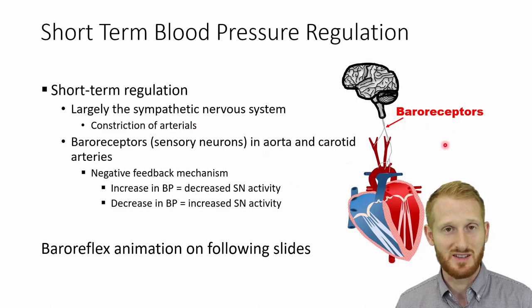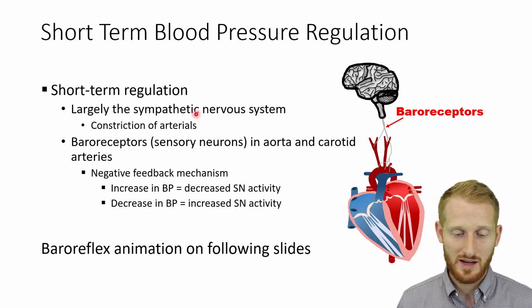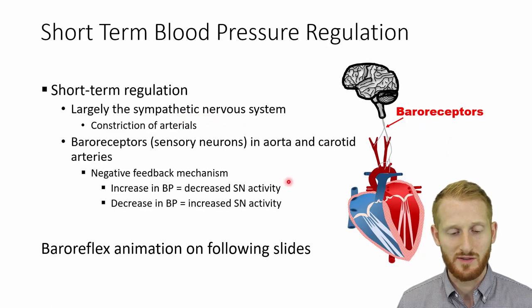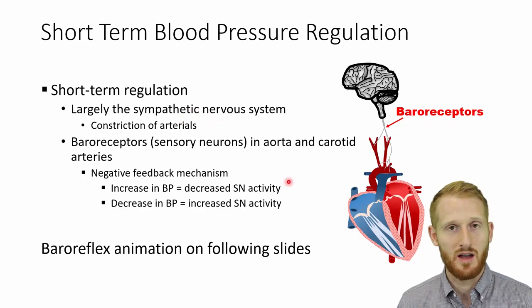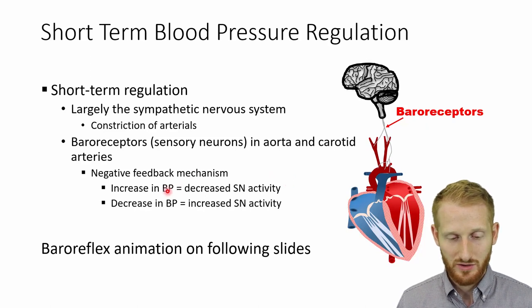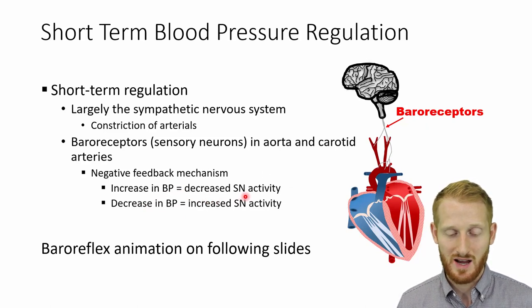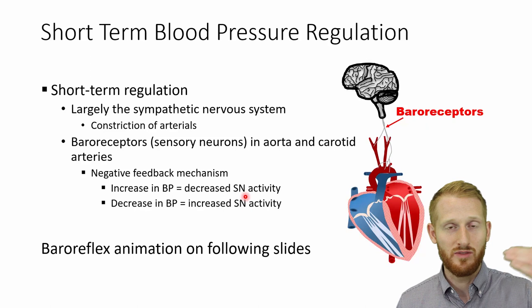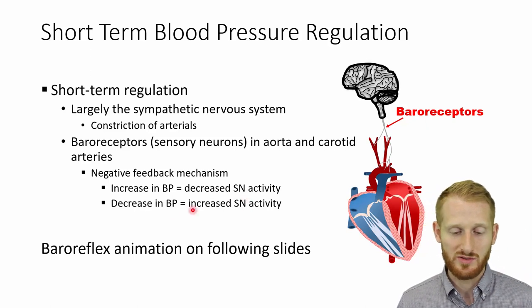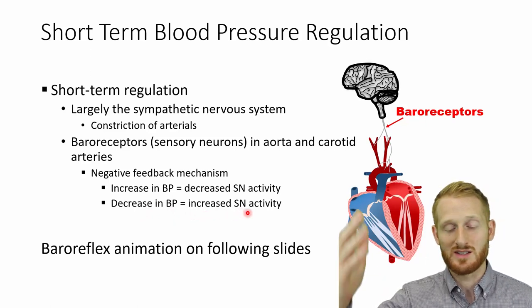So these baroreceptors are going to send a signal back to the brain, and it's going to interact with the sympathetic nervous system, causing constriction or dilation depending on what's going on with the baroreceptors. So if we have an increase in blood pressure, that's going to lead to a decrease in sympathetic nervous system activity, and we're going to have then a decrease in blood pressure that follows. On the other side of things, if we have a decrease in blood pressure, we're going to have an increase in sympathetic nervous system activity, and that's going to then lead to an increase in blood pressure.